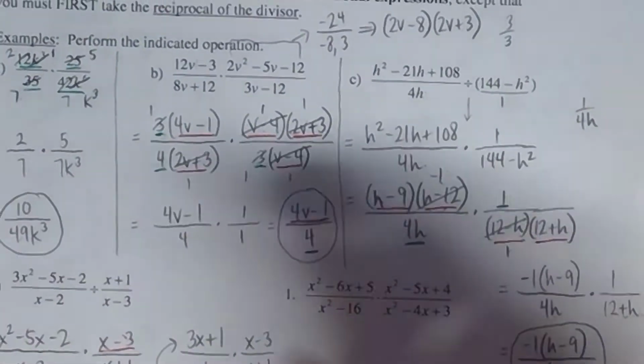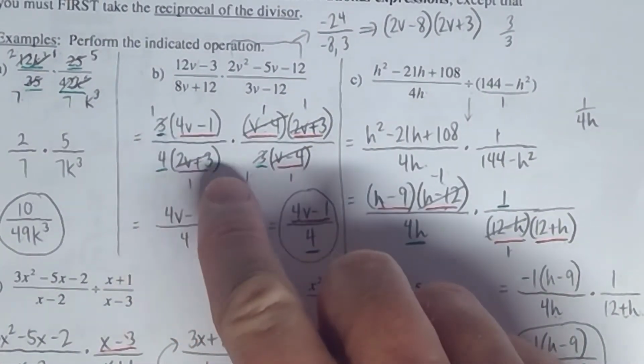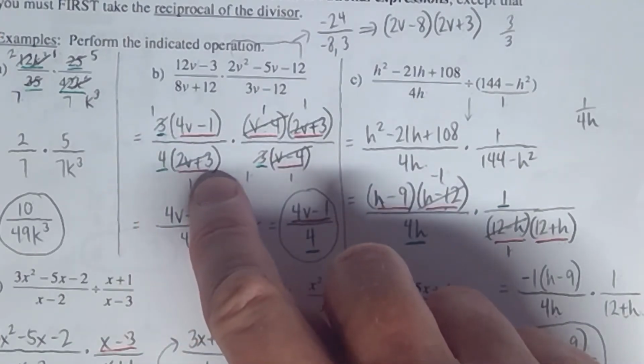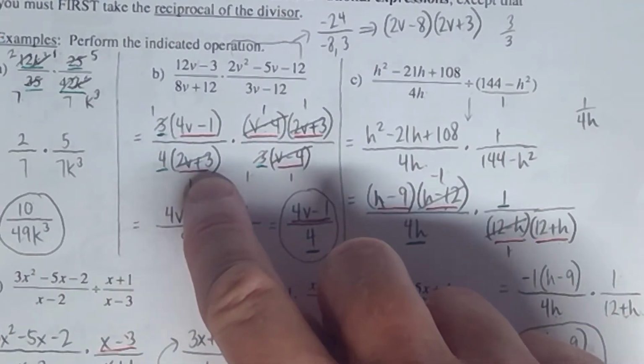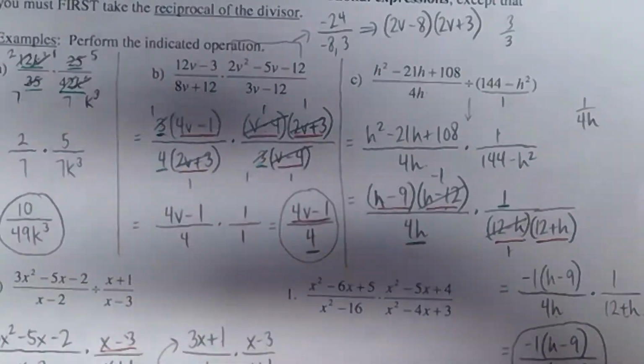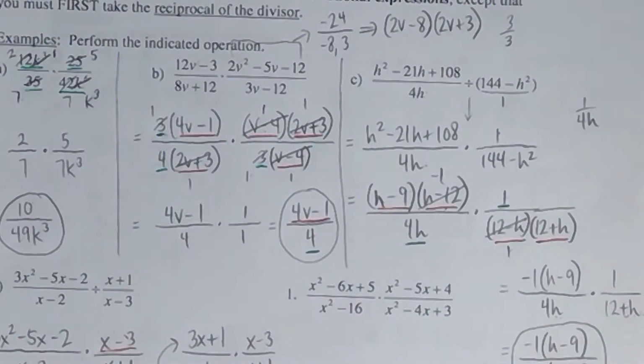But remember, you don't ever cancel a single term with part of a multiple term. So you don't cancel this 3 right here with this 3, because this 3 is part of a multiple term factor and this one's a single term factor. I just want to make sure you're canceling correctly here because we're revisiting the whole canceling concept right now.